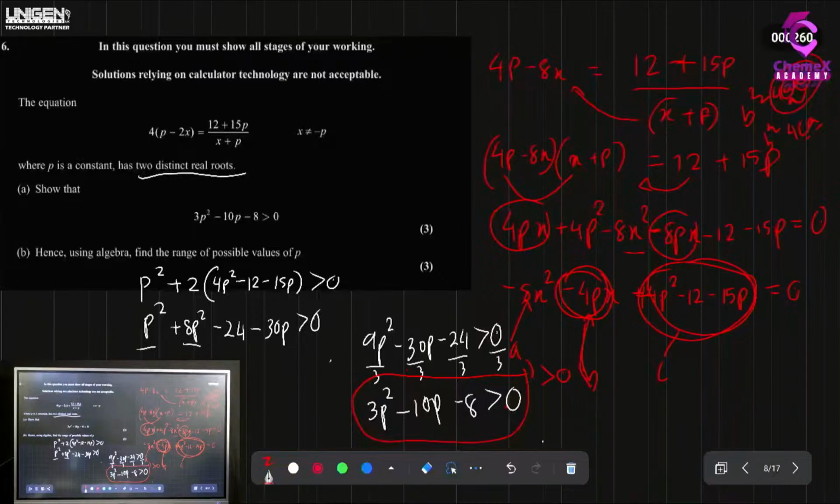Okay, Nidusha, any questions you have? Did you understand how to get the equation? No, sir. Yes, sir. Hence, using algebra, find the range of possible values for p. Solve this and tell me the answer.